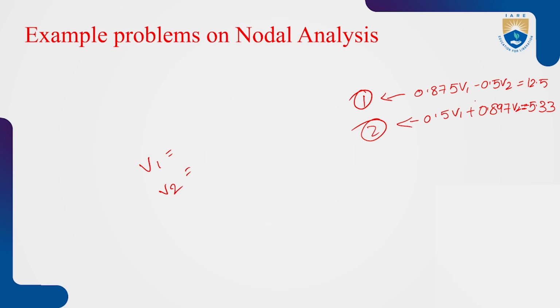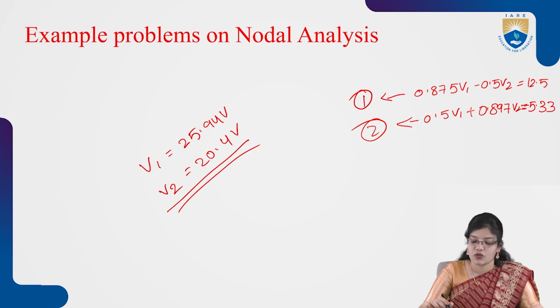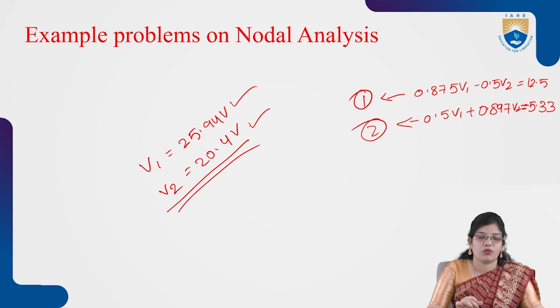So the value of V1 will be 25.94, and the value of V2 will be 20.4. So after substituting the values in the calculator, we'll get the values of V1 and V2 as 25.94 volts and 20.4 volts.